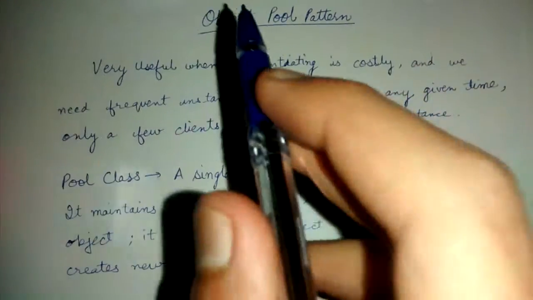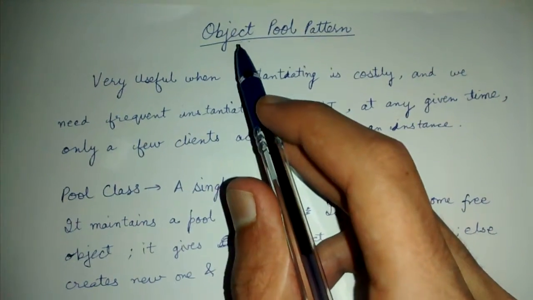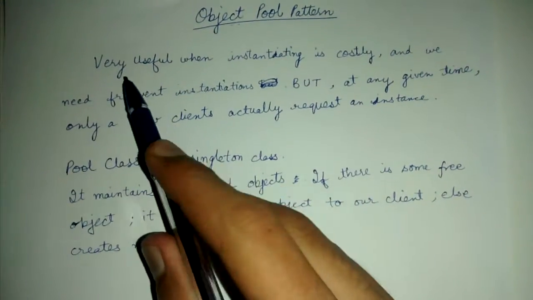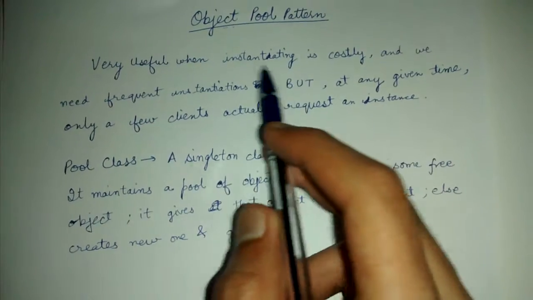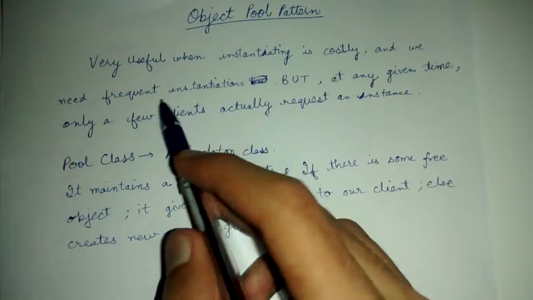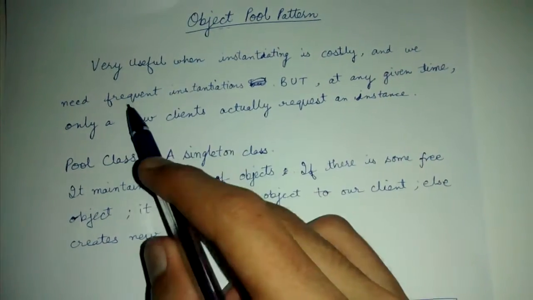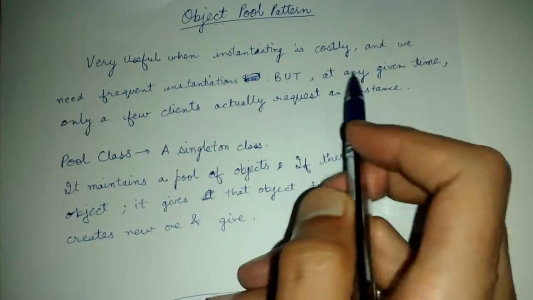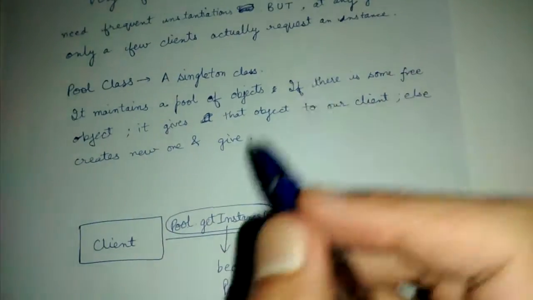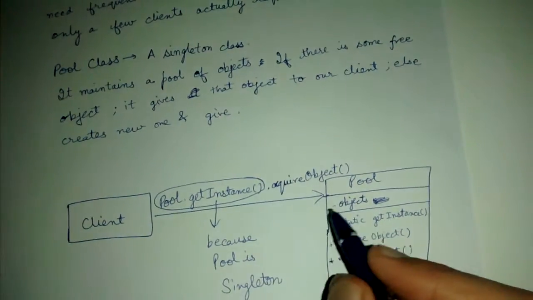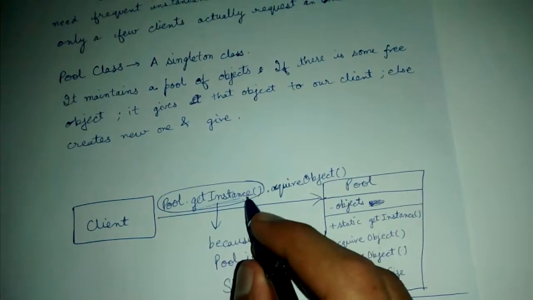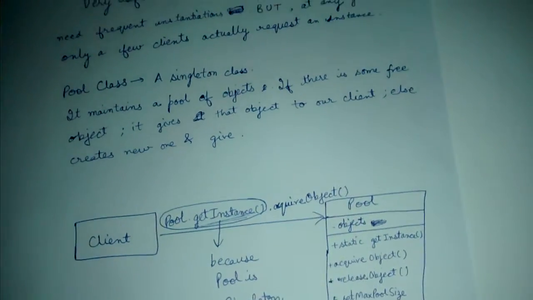Hello friends, so today we'll be looking at this very important design pattern, which is the object pool pattern. This is really useful when instantiating the objects of a particular class is very costly and we are doing that instantiation frequently. But one more thing, at any given time only a few clients are actually calling some methods on that instance, that is, they are using an instance of that class.